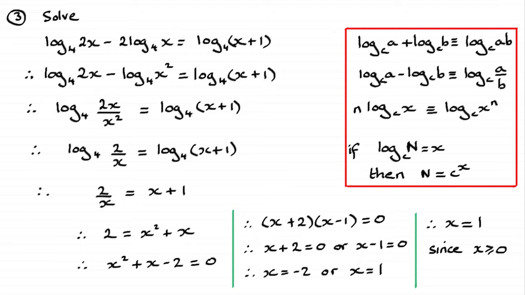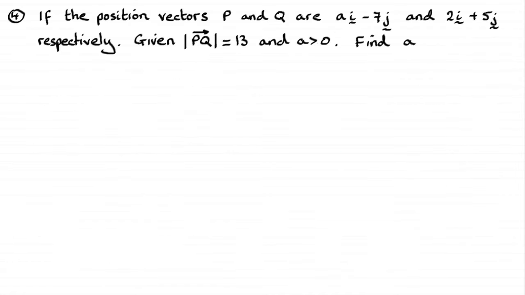Okay, let's move on to the next one. Two more to go. Okay, this next one is vectors. As I said, someone requested vectors before, and I'm going to start to put those kind of questions in. This one, if the position vectors of P and Q are ai minus 7j. i and j, by the way, are unit vectors, and when I write by hand unit vectors, I tend to underline them. They'd normally be written in bold, okay, in a textbook or an exam paper. So we've got P is ai minus 7j, Q is 2i plus 5j respectively.